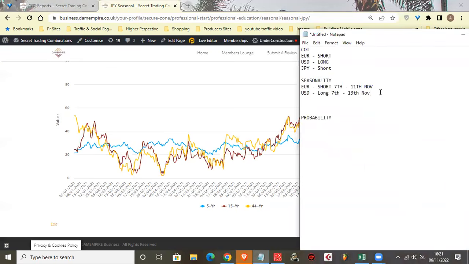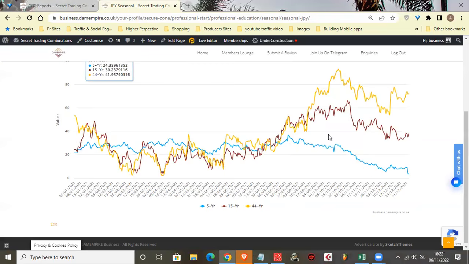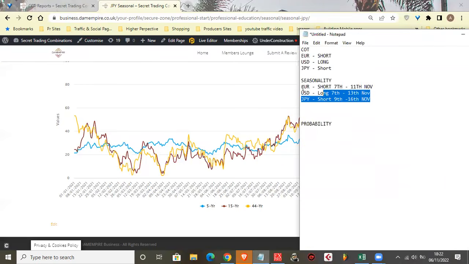So basically, JPY, we got that short coming in from the 9th, and that's most likely going to last up until the 16th, right? So those are the 3 that we have so far.